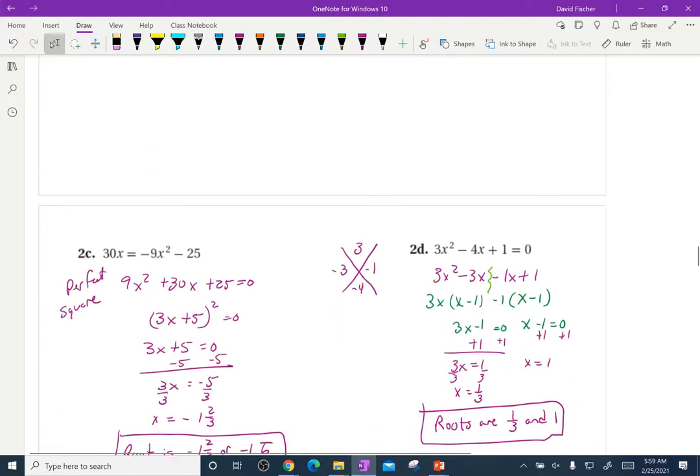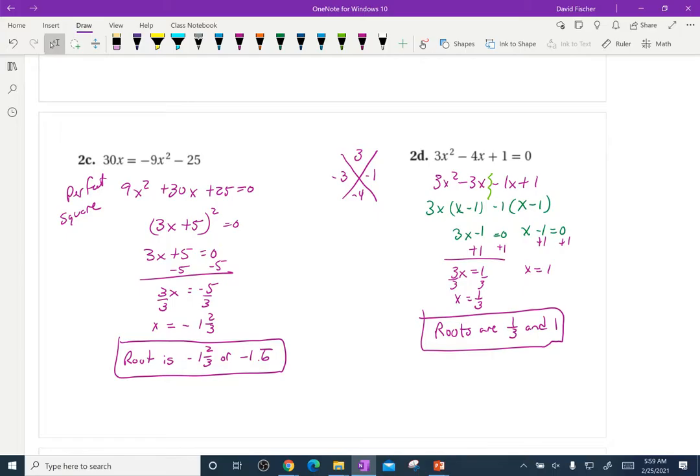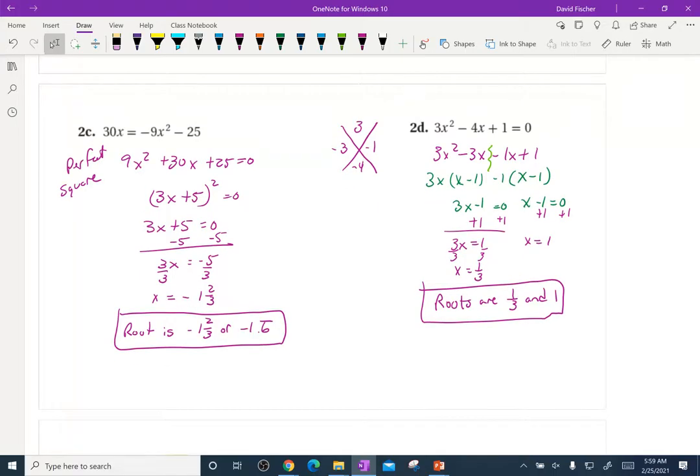All right, let's see how you did. So I got everything on the left. I got 9x squared plus 30x plus 25. And then I noticed 9 is a perfect square and 25 is a perfect square. So it really was 3x plus 5, because 3 times 5 is 15. If I doubled the 15, I get 30 in the middle there like I needed.